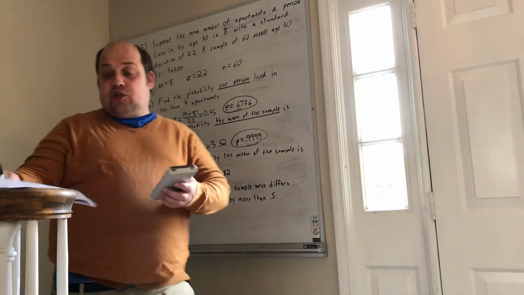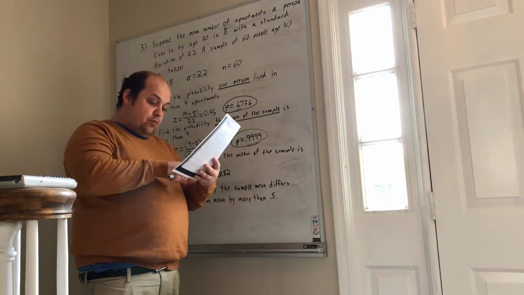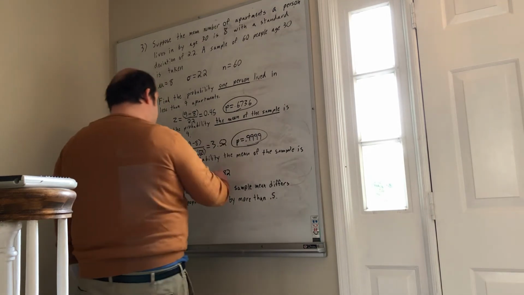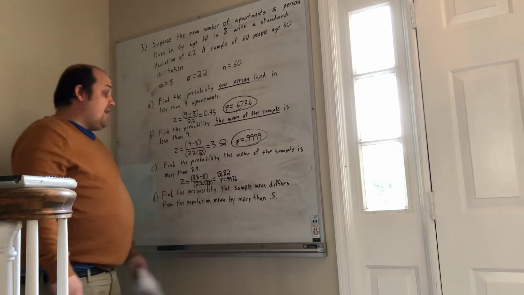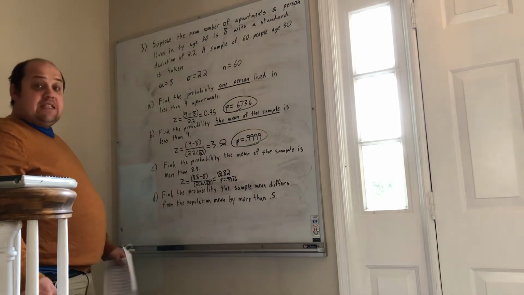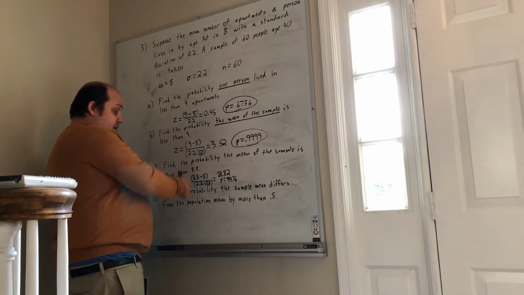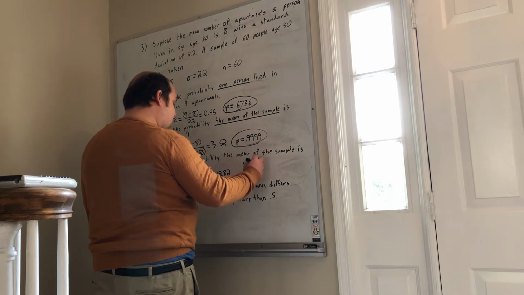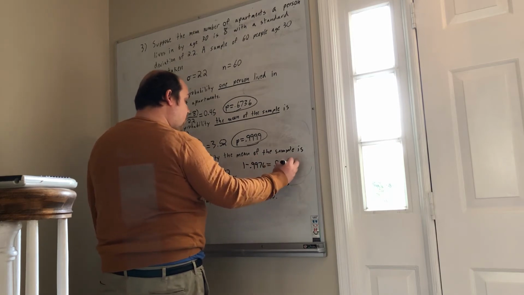I then go to my chart to look up the associated p-value. When I go to 2.82, I get 0.9976. If this had been a less than question, I would stop right there. Because it says more than 8.8, I need to do 1 minus table value. 1 minus 0.9976 gives me 0.0024.